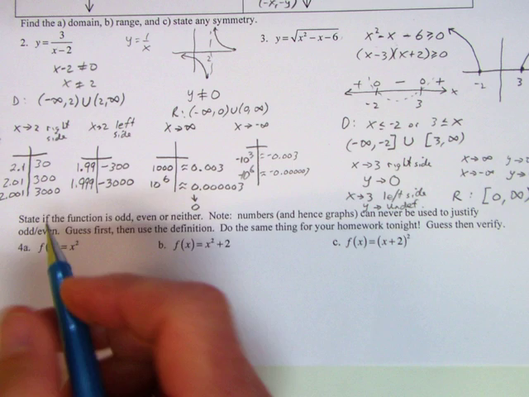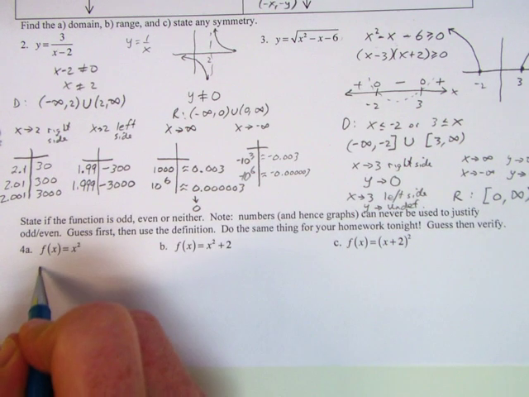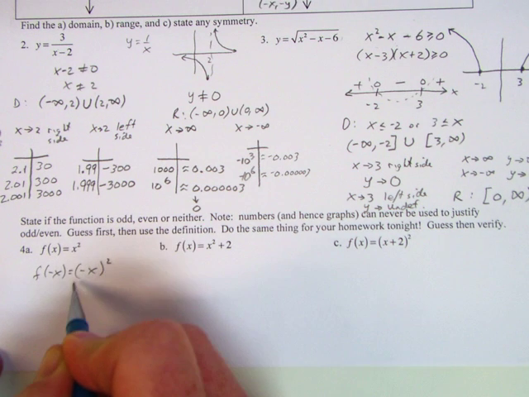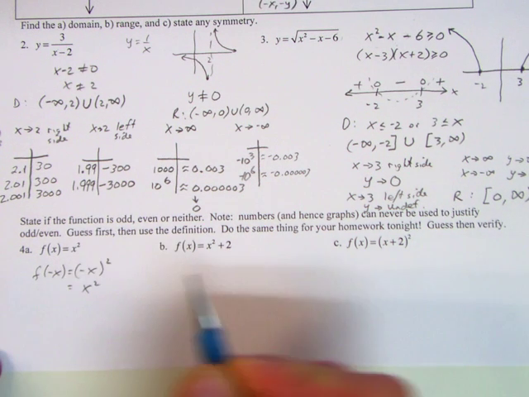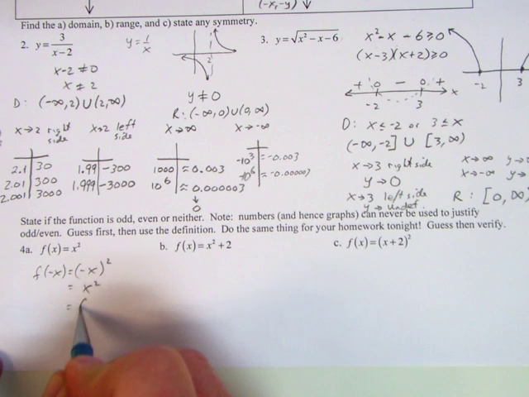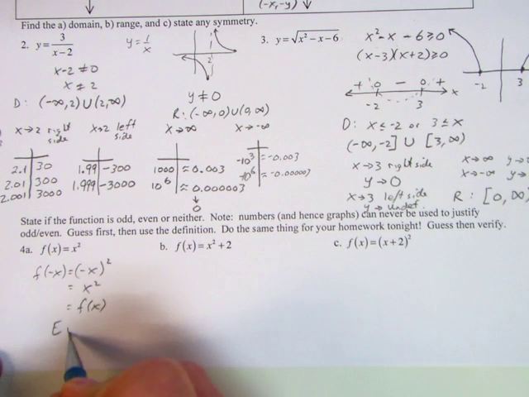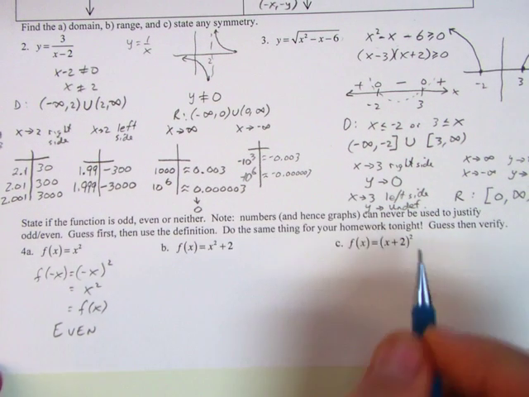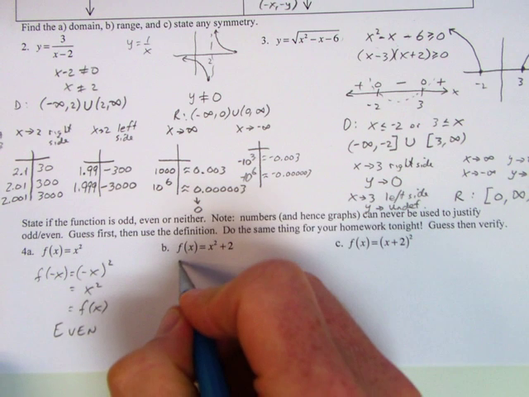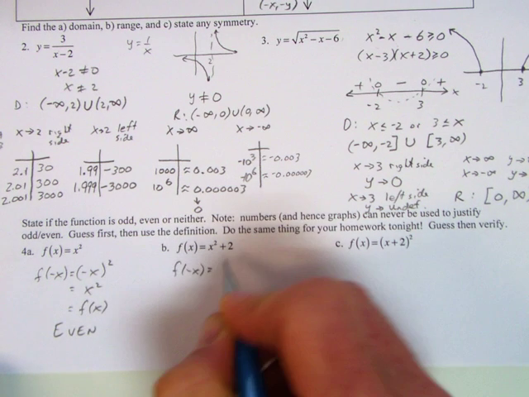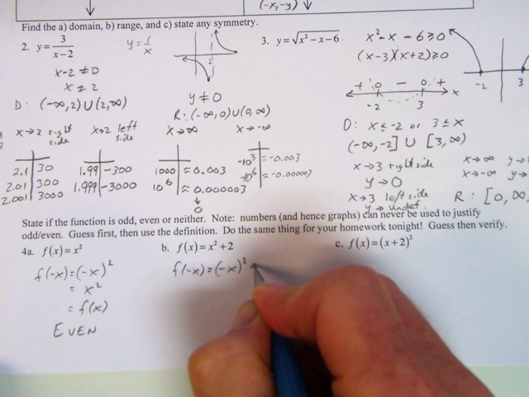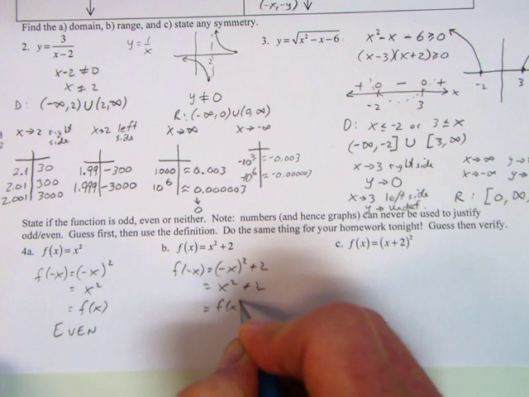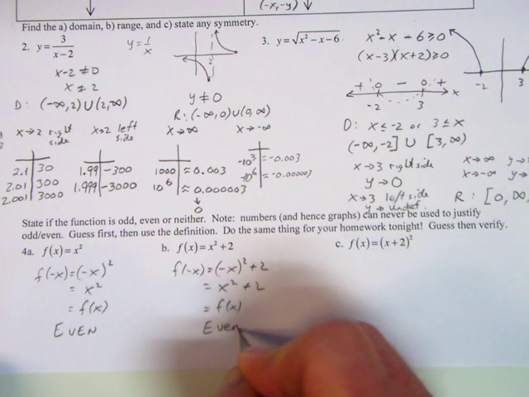To prove it, we're going to plug in negative x. So we plug in negative x, square that. That simplifies to x squared. That is the exact same as our original, that's f of x. Therefore this is even. And I know this one's a pretty straightforward one. These two, some people can make mistakes on them. Let's try this one. f of negative x equals negative x quantity squared plus 2, which is x squared plus 2. Again, that's f of x, so it's even. Write that down, it actually equals f of x.